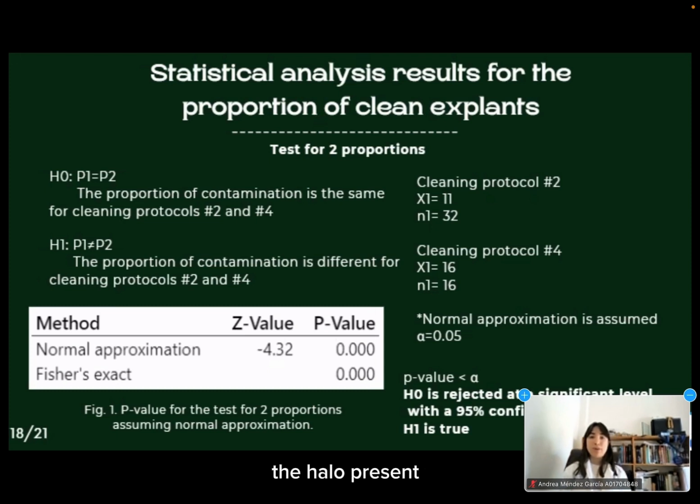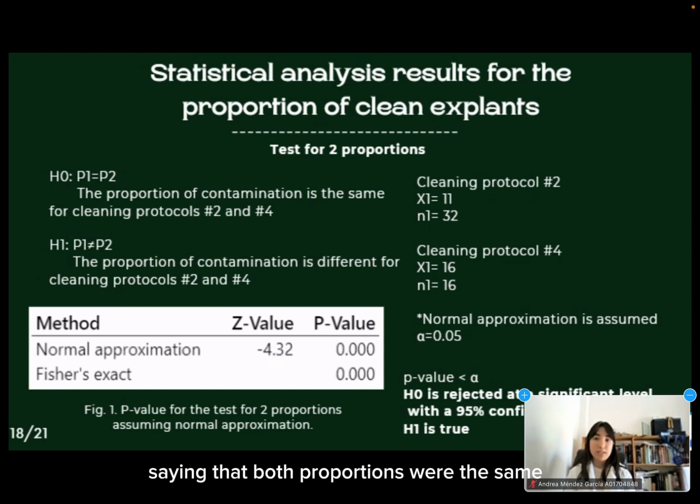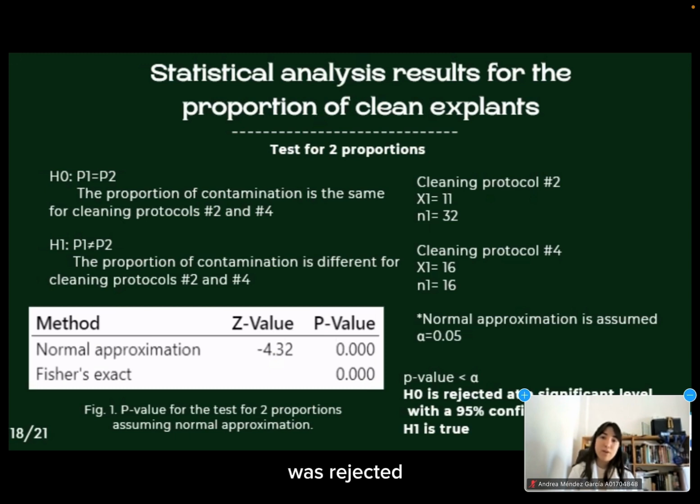So, considering that the halo present in the tubes with the last cleaning protocol was due to natural plant expels like mucilage, we compared cleaning protocols number 2 and 4. The null hypothesis corresponded to that saying that both proportions were the same, while the alternative hypothesis was that saying that both proportions were different. Since the p-value was 0, less than the 0.05 level of significance, the null hypothesis was rejected at a 95% confidence level, so the alternative hypothesis was true.